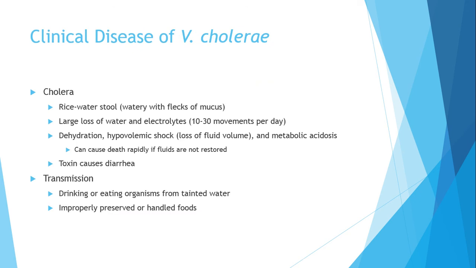So the disease, we talked about cholera and the rice water stools with the mucus flecks that look like rice. A huge loss of water because there are 10 to 30 movements a day. Whole liters of water leaving your body. You dehydrate so fast from this. And that's why the elderly and young children usually don't survive the disease. Hypovolemic shock from losing so much fluid, metabolic acidosis, and the toxin causes the diarrhea, a toxin that the organism produces, not the organism itself. And transmission is usually through tainted water or food.